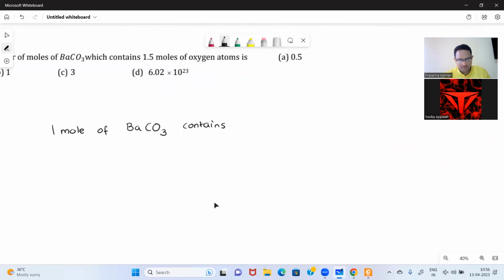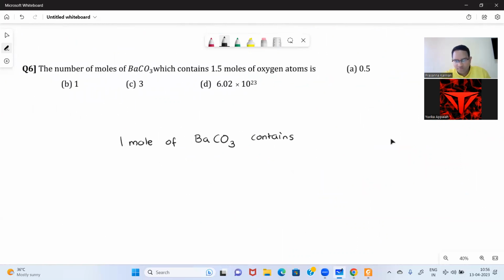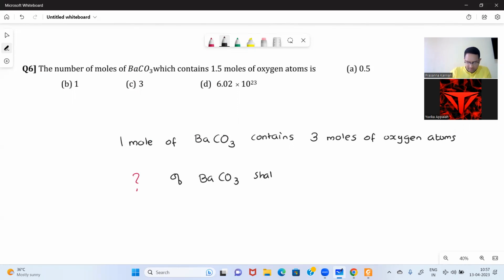Now we'll come back to this question. 1 mole of barium carbonate contains, can you tell me how many moles of oxygen atoms? 3, sir. Fantastic. Is this clear, Yuvika? So the question is, how many moles of barium carbonate shall contain 1.5 moles of oxygen atoms?